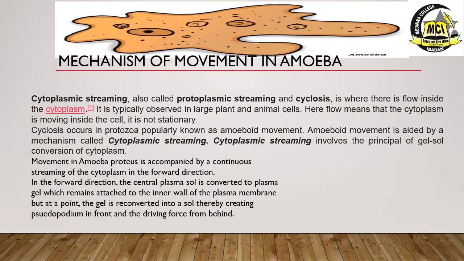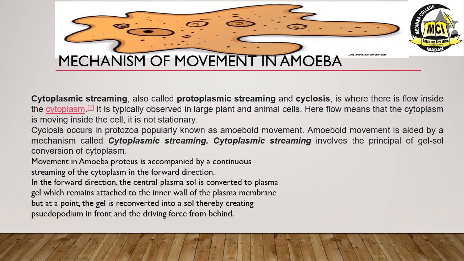Mechanism of movement in amoeba. Like I mentioned earlier, there is no special organelle used in amoeba for movement, but we already know that amoeba uses its pseudopodia in movement. And how is this pseudopodia used? What favors the movement of pseudopodia or amoeba from one place to another? It is through a process which we call cytoplasmic streaming, also known as cyclosis.